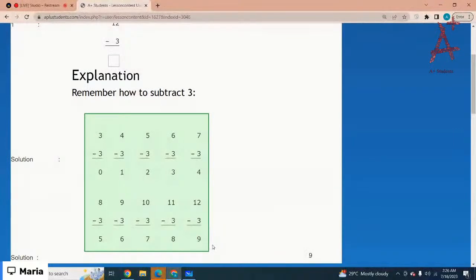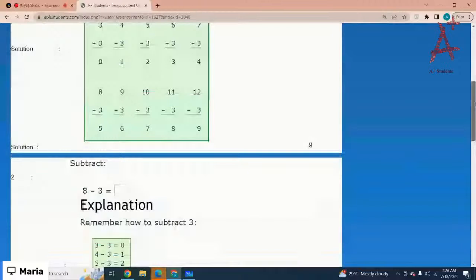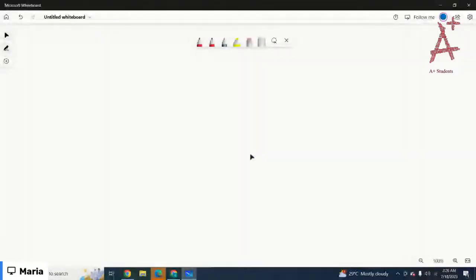12 take away 3 is 9. Okay, the next one is 8 take away 3. So let's just do it on the 8. Take away, you can make 8 lines, remove 3 of them, and you can count the rest of the lines.